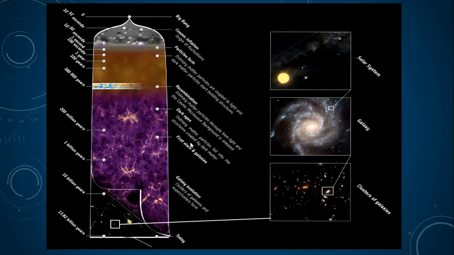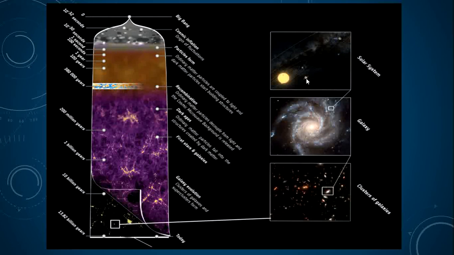At 500 million years, the first galaxies are forming. Galaxies are enormous clouds of stars held together by gravity. Now at 5 billion years old, the universe consists of vast clusters of galaxies arranged in threads. So this is the diagram for the formation of the universe.